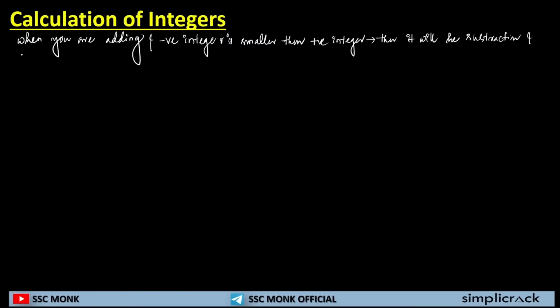and the sign of the result will be positive. That means, for an example, if I'm adding 6 plus minus 5, so it will be what? Subtraction, that is 6 minus 5, and the answer will be 6 minus 5 is equal to 1. What is the sign? Positive sign. Clear?